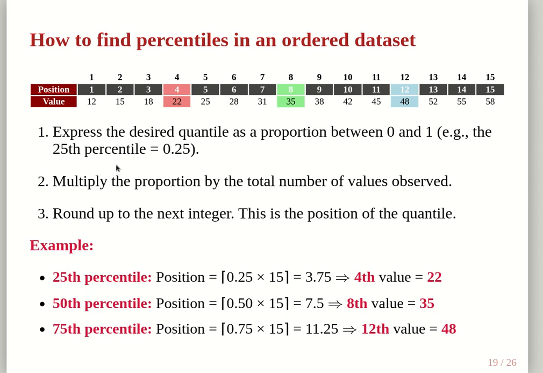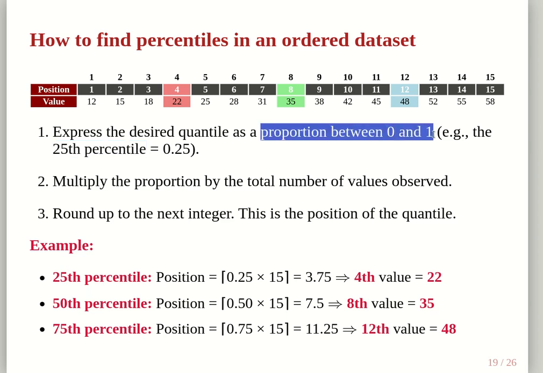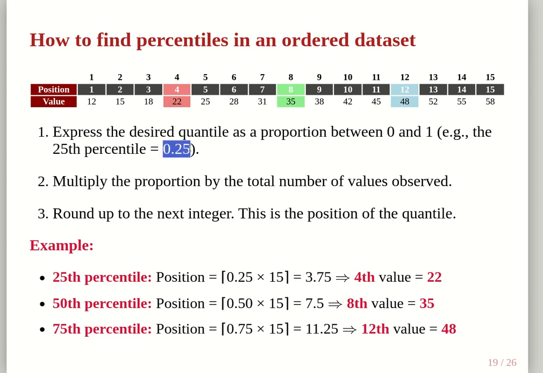Well, first we're going to express the desired quantile as a proportion between 0 and 1. So let's say that we're interested in the 25th percentile, which we know is also the first quartile. We're going to express it as a proportion between 0 and 1, which is equivalent to 0.25. The next thing we're going to do is multiply this proportion value by the total number of values we have observed. We have 1, 2, 3, 4, 5, 15 total observations here. So we're going to multiply 0.25 times 15.